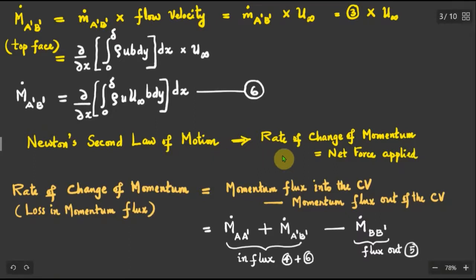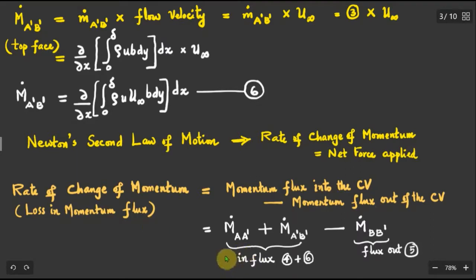Now we will apply Newton's second law of motion. It says the rate of change of momentum of the fluid is equal to the net force causing the change in momentum. Here, it is a loss in momentum flux as the flow proceeds through the boundary layer. So the rate of change of momentum is equal to the momentum flux into the control volume minus the momentum flux out of the control volume. In fact, that is the loss in momentum flux.